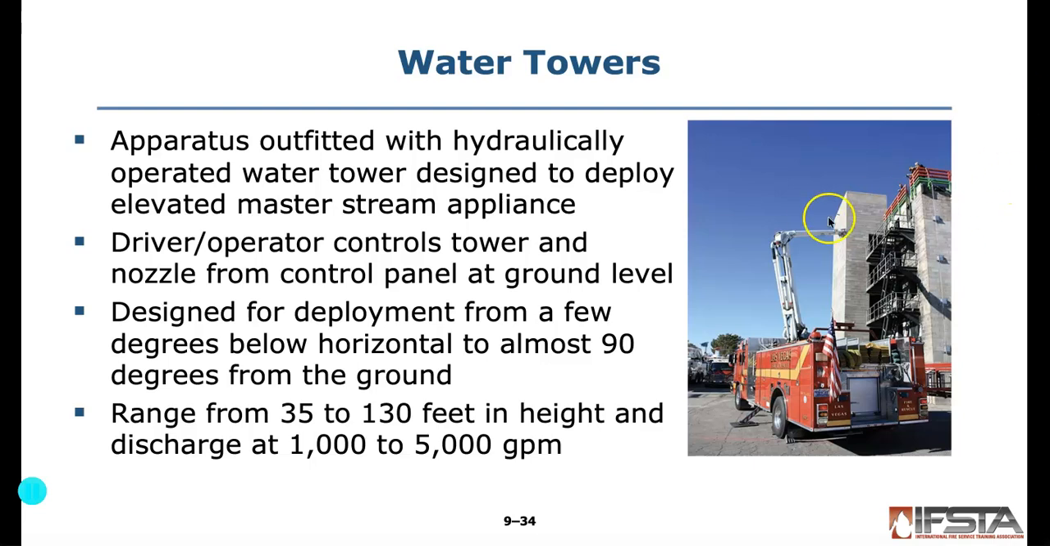Water tower, so you can see here how these will bend. All right, your traditional trucks aren't going to have that. Apparatus are outfitted with a hydraulically operated water tower designed to deploy an elevated master stream appliance. The driver operator controls the tower from the control panel on the ground level, and it's designed for deployment from a few degrees below horizontal to about 90 degrees above the ground. Those will range from 35 to 130 feet, and they can deliver a volume of water of 1,000 to 5,000 GPMs.